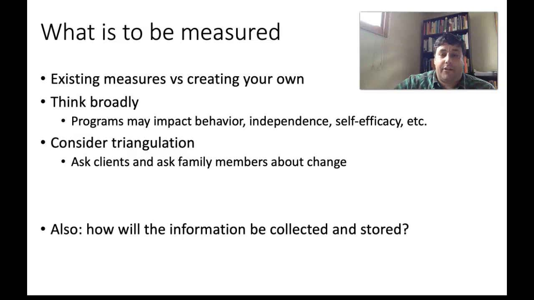One of the things that I often think is useful in an outcome evaluation is using triangulation. When we triangulate, we ask the client to complete measures, but also typically a family member, a partner, a caregiver, a supervisor, depending on what the program is doing. We ask for multiple sources of data in order to understand the effects of a program.